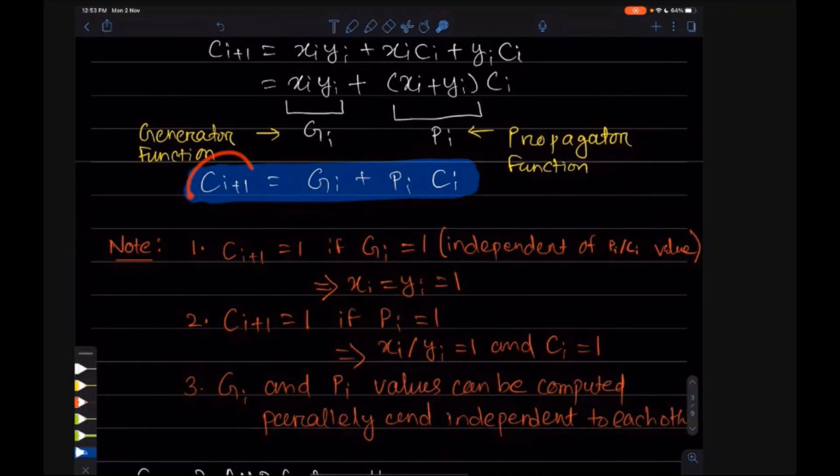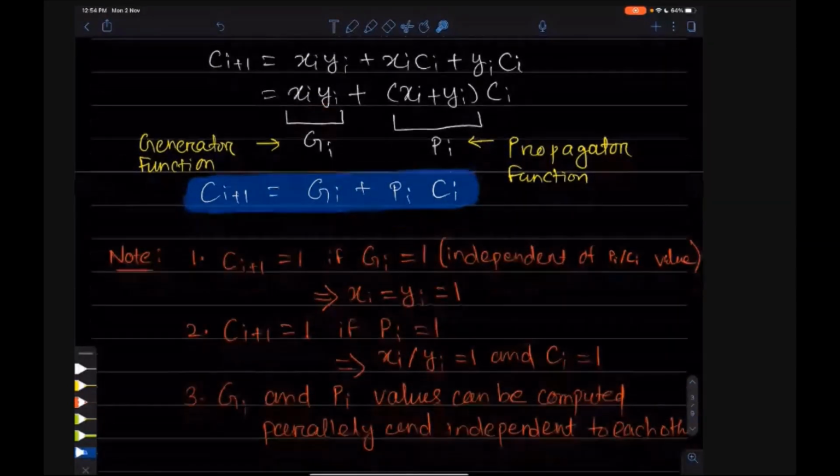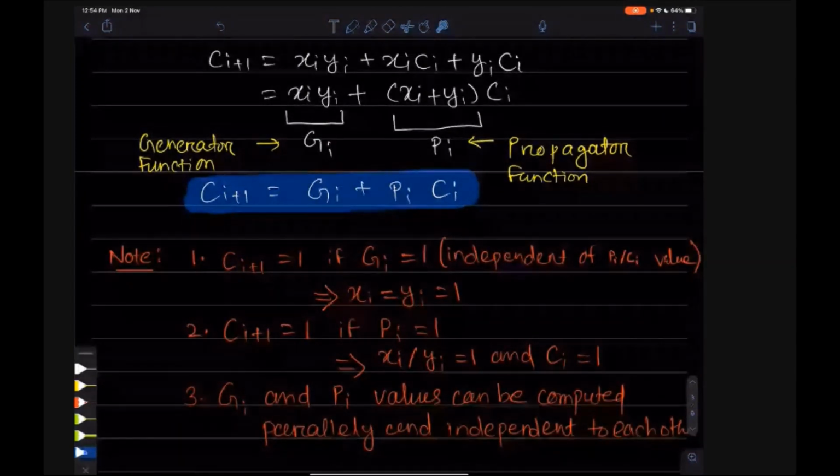And Ci plus 1 will be 0 if either this one is 0 or this one is 0. So when will it be 0? When both xi and yi are 0. That condition we don't need, because we are only interested in when Ci plus 1 will be 1. Okay, because the circuit will be activated only whenever Ci plus 1 will be 1.